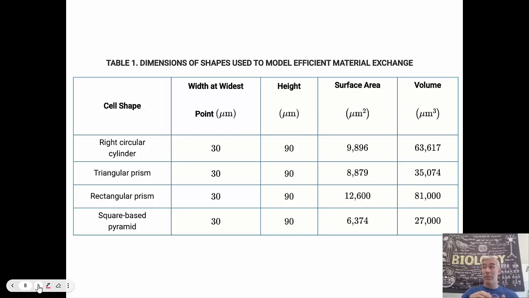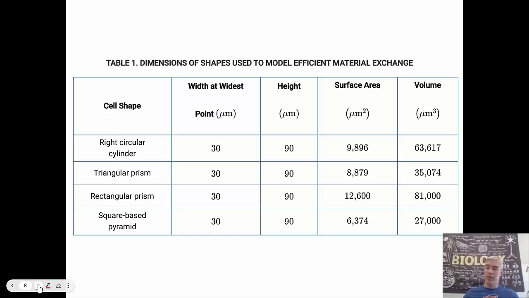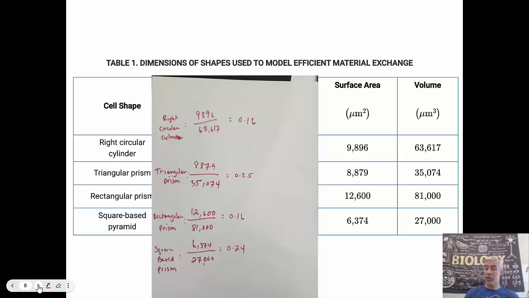All right, now what I'm putting up is the answers. So what you can see here is, for the right circular cylinder, you get 0.16. I just rounded to the nearest hundredth. I didn't tell you how to round, but let's say we do the nearest hundredth.